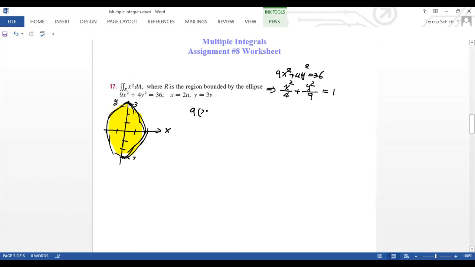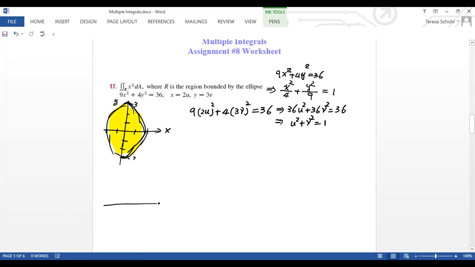So it's 4u squared plus 9v squared, and is equal to what? It's 36, right? Okay, so now 36u squared plus 9 squared, 3 squared is 9, 9 times 4, 36. Oh, it's beautiful. So it's 36v squared equal to 36. Well, what I have here is u squared plus v squared equal to 1.